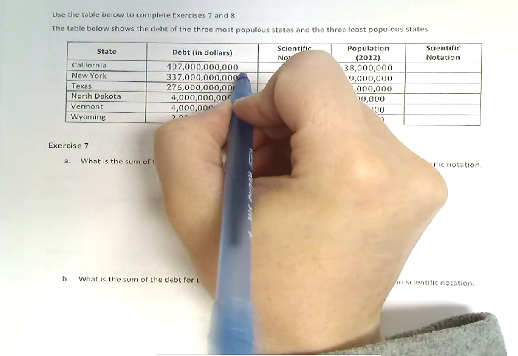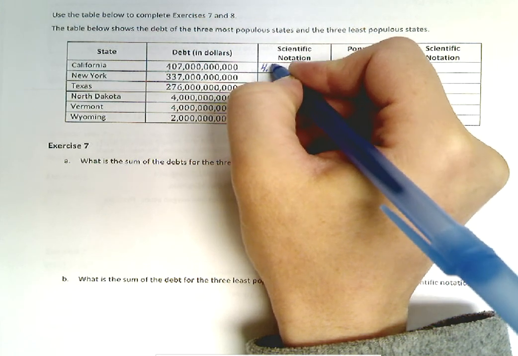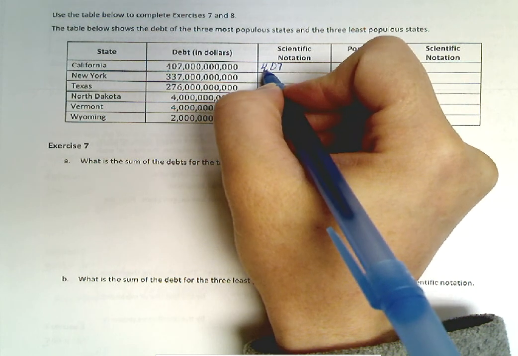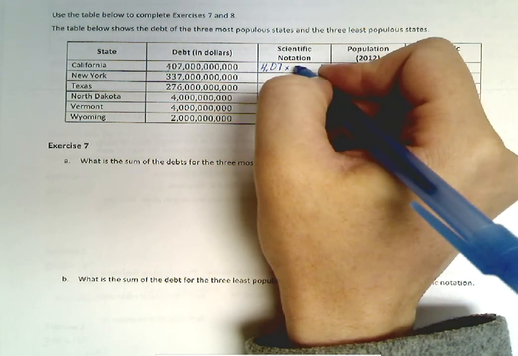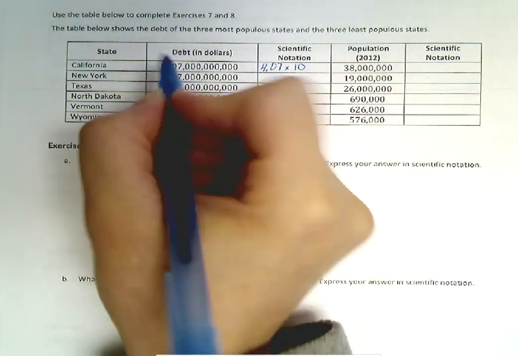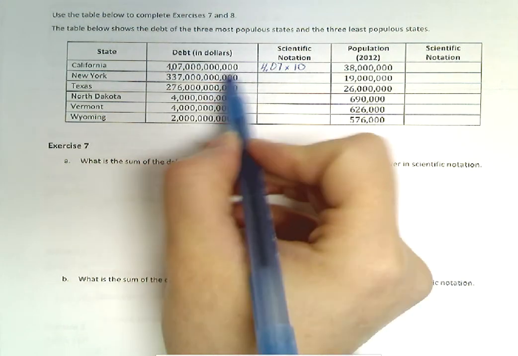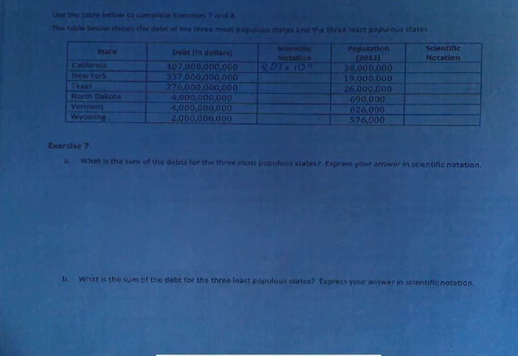407 billion is going to be written as 4 and 7 hundredths, because our whole number has to be more than 1 and less than a 10, multiplied by 10, and we are looking at how many digits I have after the decimal. So I have 9, 10, 11, times 10 to the 11th power.